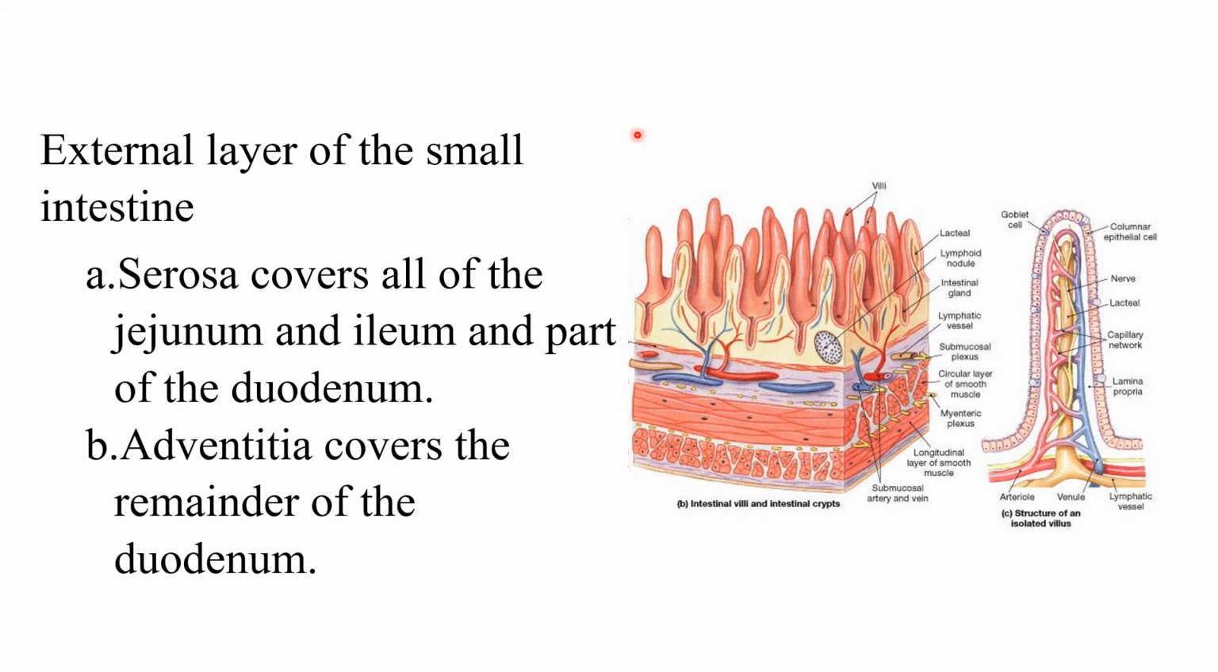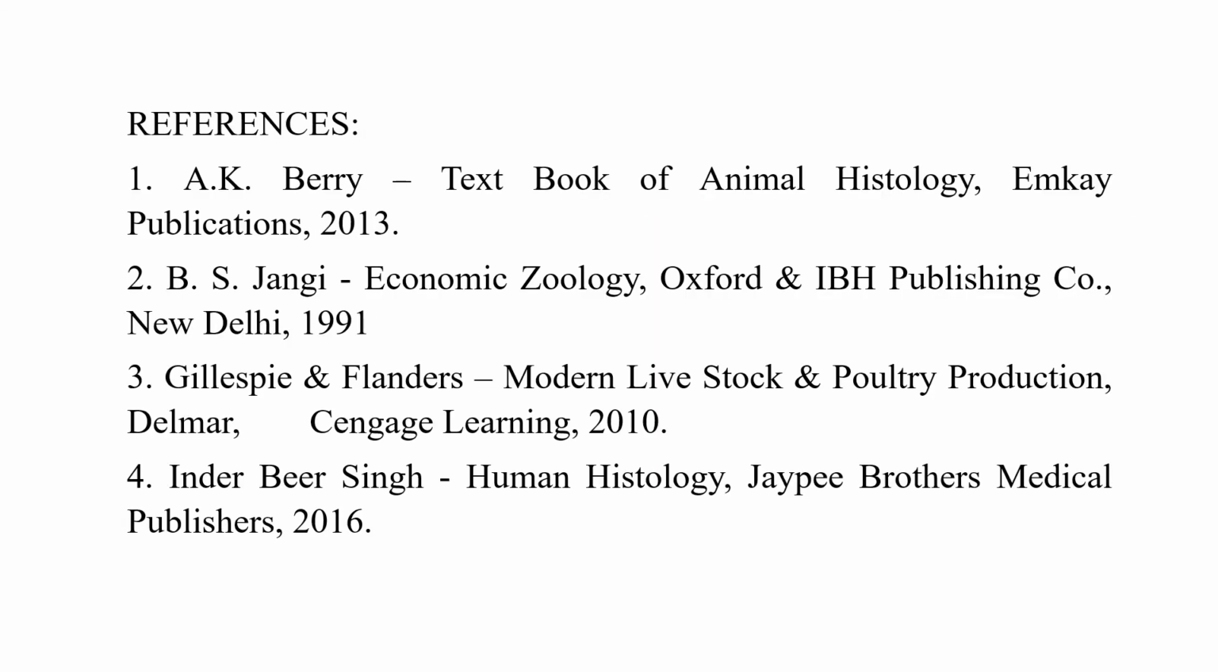Externally, the small intestine is covered by a special layer called serosa. It covers all of the jejunum and ileum and a part of the duodenum. The adventitia covers the remaining part of the duodenum. So that's all about the histology of the small intestine.